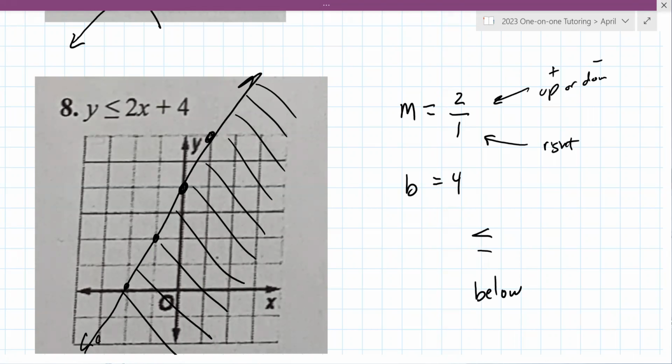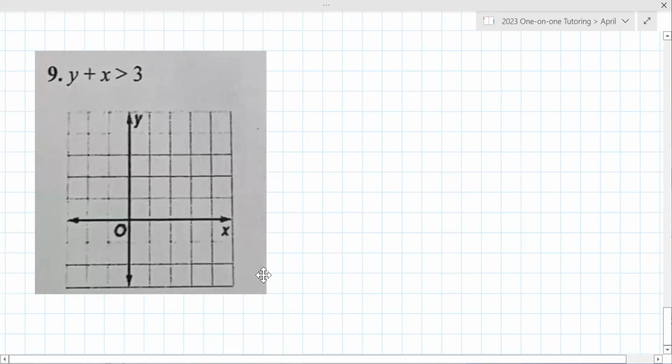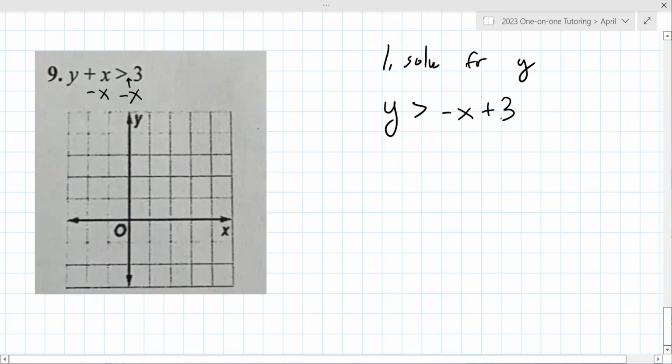All right, we're gonna do 9 kind of together, and then I'll have you do the graphing part. All the problems we've been doing so far have been already solved for y. This one is not, so we're gonna first solve for y. We want y to be alone. It's got plus x, so you subtract x from both sides. So this becomes y greater than minus x plus 3, just moving it to the other side of the inequality.